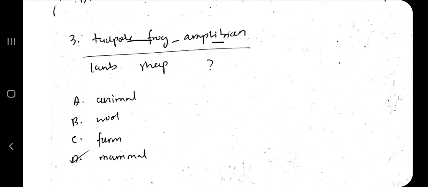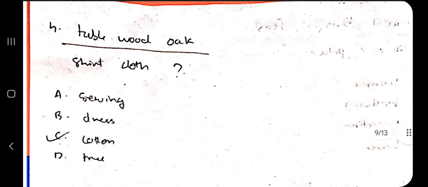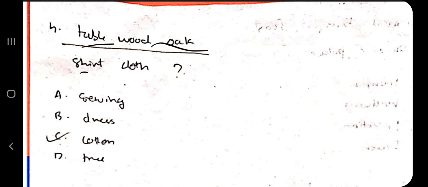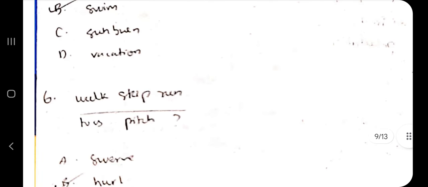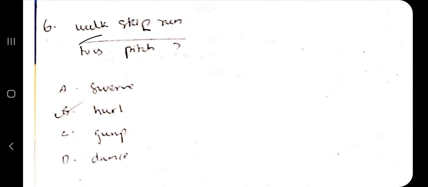Tadpole, frog, amphibian, lamb and sheep is mammal. And table, wood, oak, shirt, cloth, cotton, like that. Okay, from which it's made. Snow, mountain, ski, warmth, lake and swim come together. Walk, skip, run, toss, pitch, hurl. Hurl is faster than pitch, as run is faster than skip.